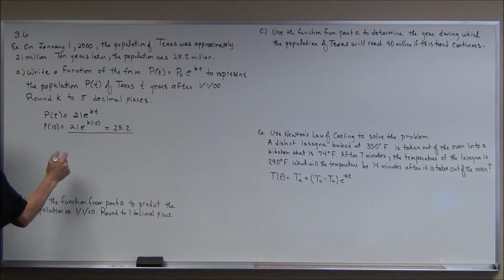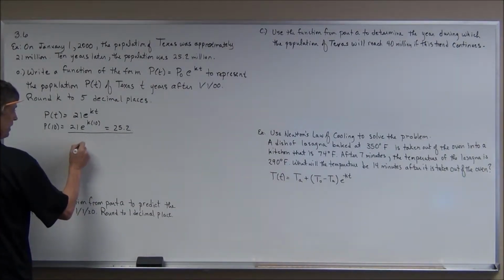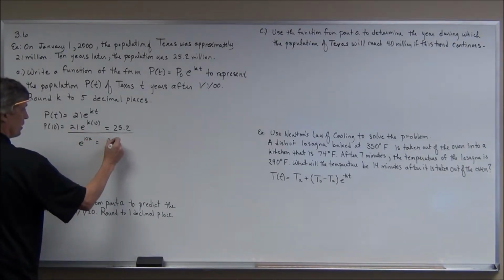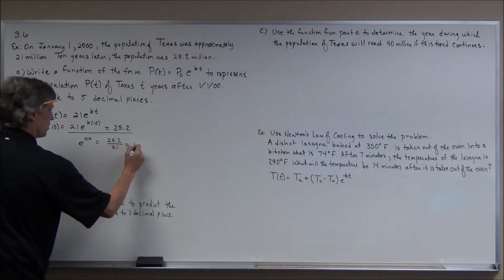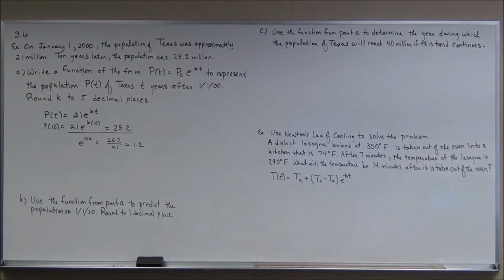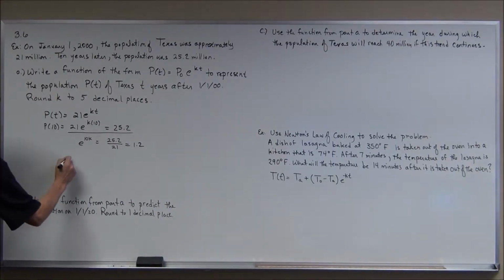I'm going to divide both sides by 21. I have e to the 10k is equal to 25.2 divided by 21. I don't know what that is, a little bit more than 1.2 somewhere. Wait a minute, maybe it's 1.2. It goes in 1.2. Oh, nice. So that one came out nice and neat. And then I'm going to take the natural log of both sides.